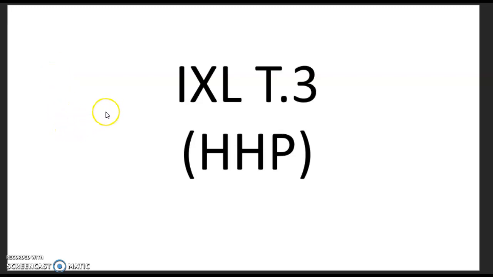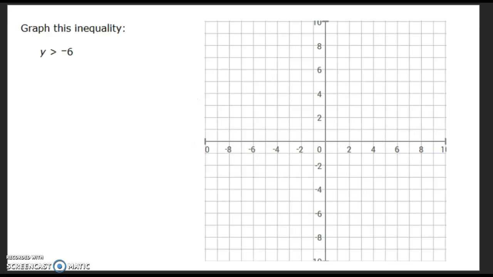IXL goes over IXL T3, and this is HHP. So this is graphing inequalities. In the past, you've learned how to put them in slope-intercept form, and now we're going to graph them. So it says graph this inequality.